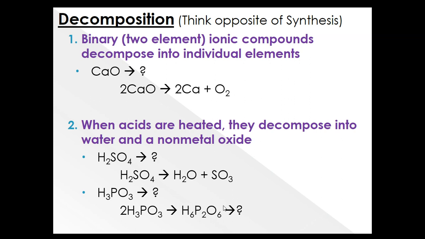Well, how many waters can I make with 6 H's? Well, hopefully you guys all said 3. Yes, I can make 3 waters and take all of these H's away, and if I make 3 waters, how many O's will I have left? 3. So I'll have 3 waters, and then I'll have P2O3, and that's what we get here. Okay?